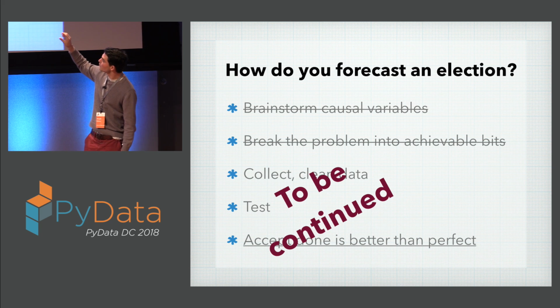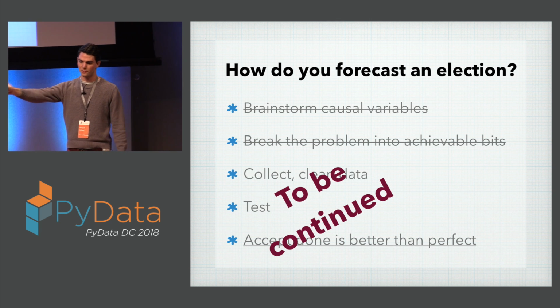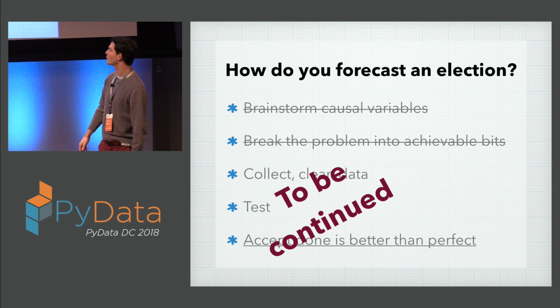Okay, so with that in mind, I'm going to say to be continued, if you will, on these portions and really zoom in on breaking the problem into achievable bits. And we'll talk about how that's reproducible across problem space, but we're going to drill into how it's achieved within this specific electoral forecasting stage.